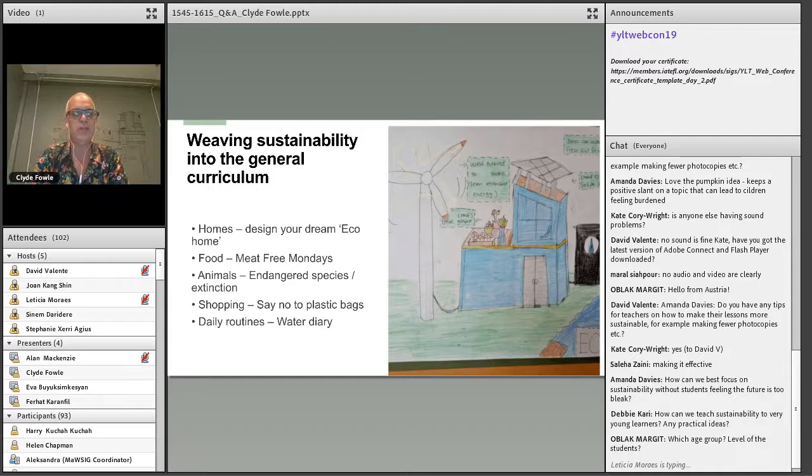Some students are having showers for 15 minutes or longer, and they really realized this is very wasteful of water.